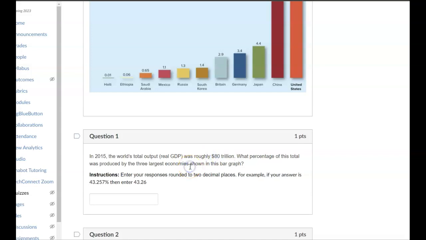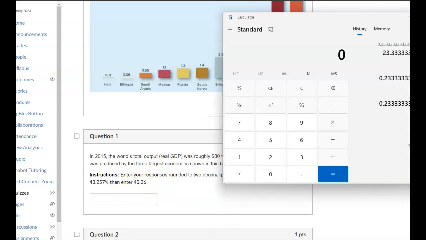Well, the tricky thing is you've got to enter this percentage in numeric form, and there's a number of different ways you could enter a percentage. There could be decimal, there could be percentage, and then I'm asking you to round in a specific way. So let me give you an example here. Let me bring up my calculator. Let's say the three countries' GDP is 21, and that's out of, actually, 90.